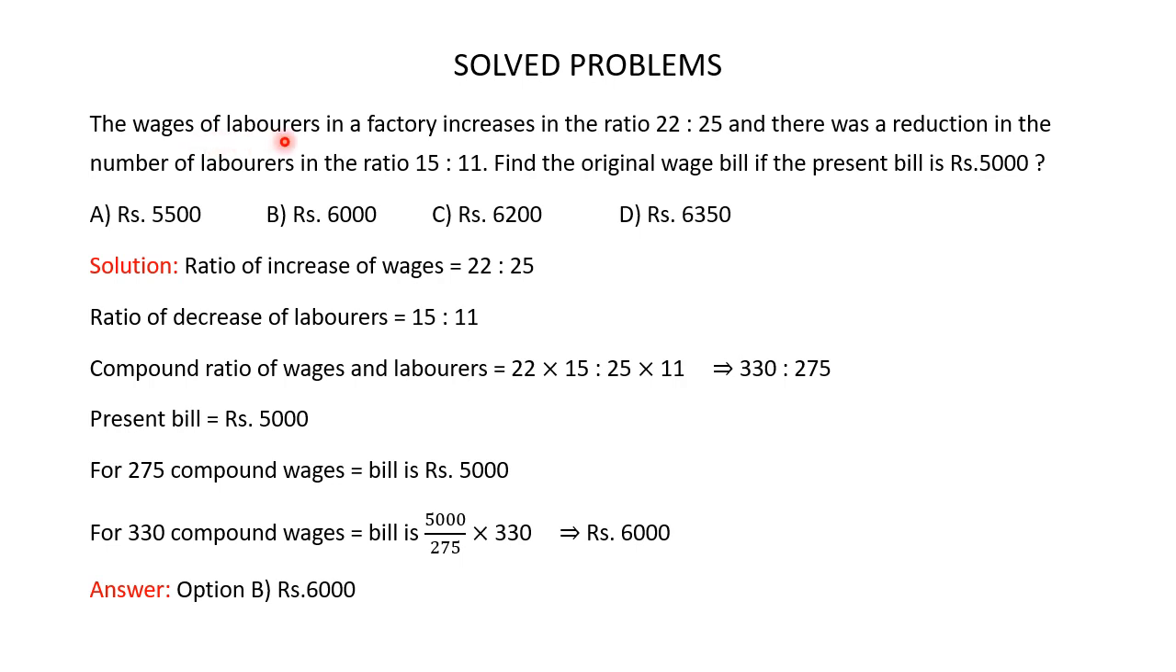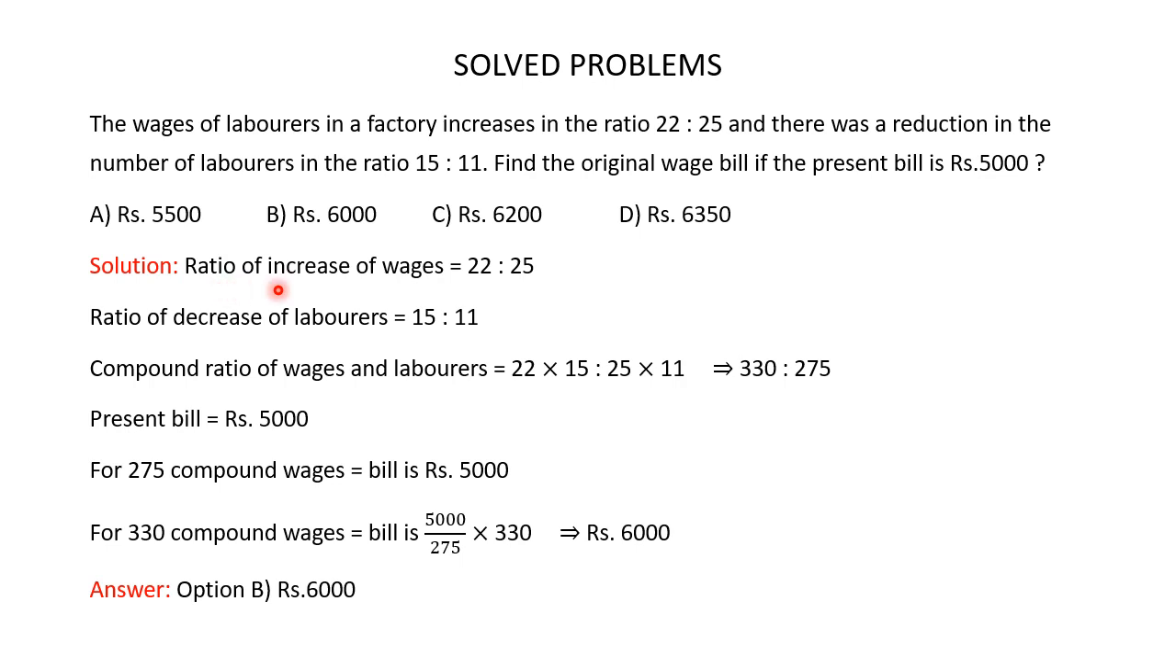The wages of laborers in a factory increases in the ratio 22 is to 25 and there was a reduction in the number of laborers in the ratio 15 is to 11. Find the original wage bill if the present bill is rupees 5,000. You are given 4 options and you have to find out which of these options is the correct one.